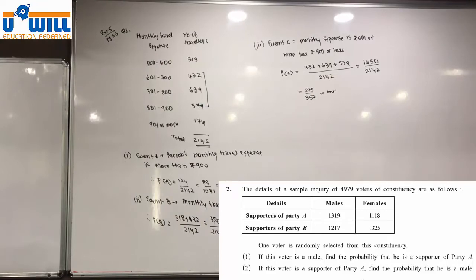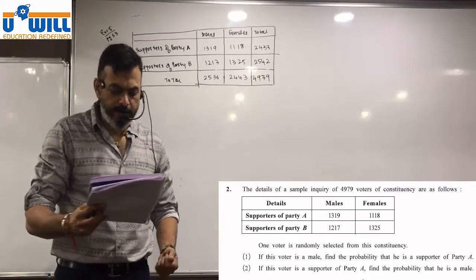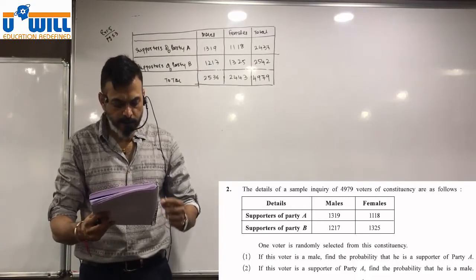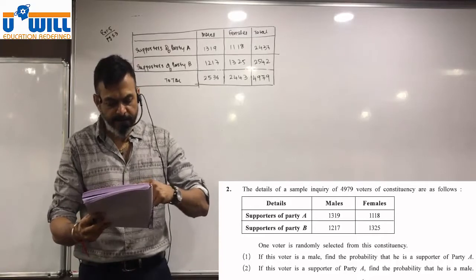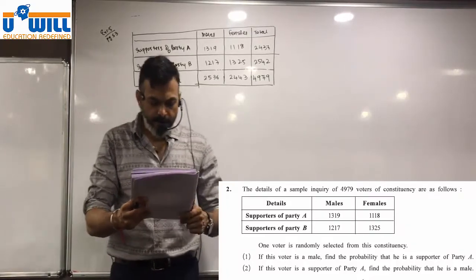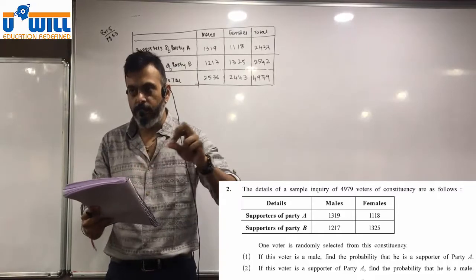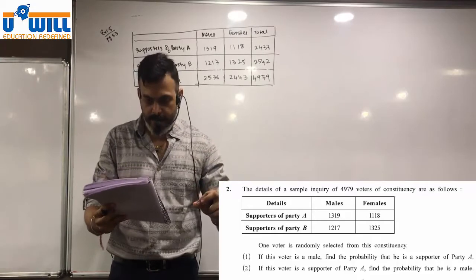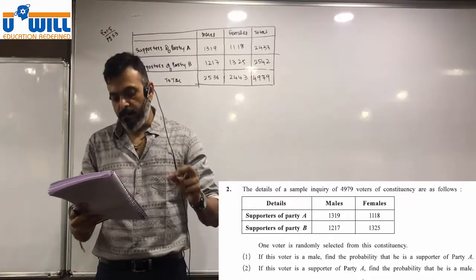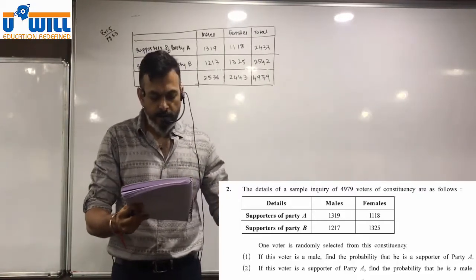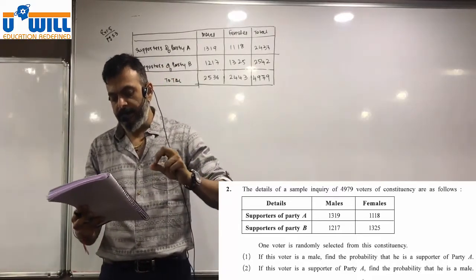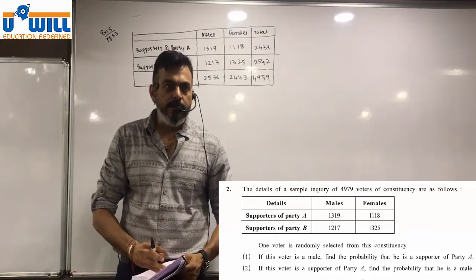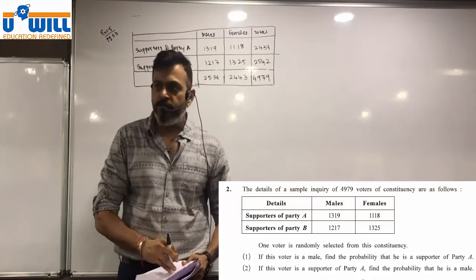Question 2. See the details of sample inquiry of 4979 voters of constituency are as follows. Supporters of party A, male and female, and party B, male and female. One voter is randomly selected from this constituency. First, if this voter is a male, find the probability that he is supporter of party A. If the voter is supporter of party A, find the probability that he is a male. So what type of probability is this? If is given, so it's a conditional probability.